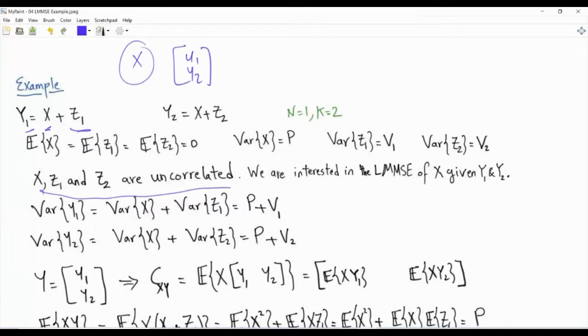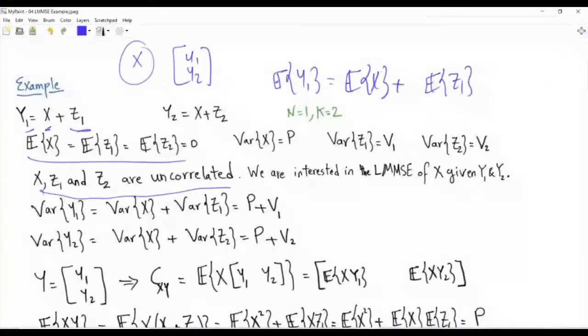Basically, for the first and second order statistics, all the guys are zero mean. So what is the expected value of y1? By linearity of expectation, it is the expected value of x plus the expected value of z1 by the problem statement. This is 0, this is 0, so this is 0.